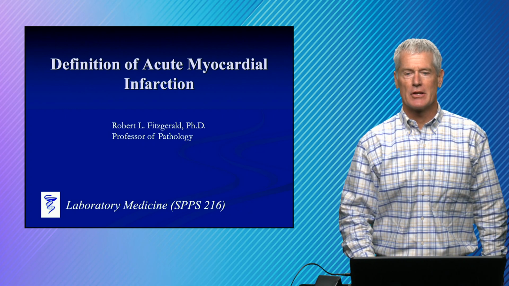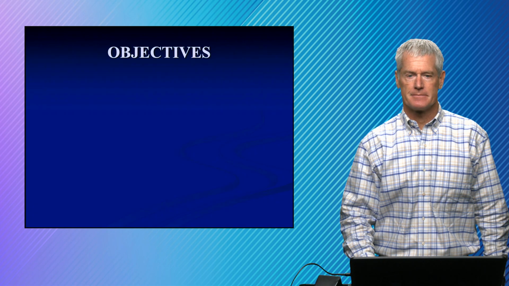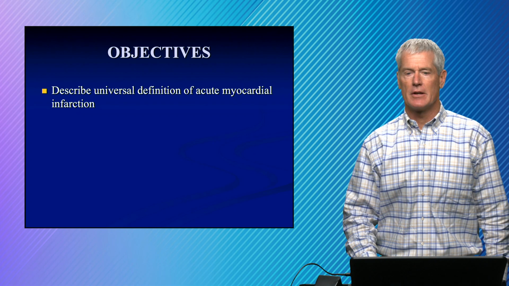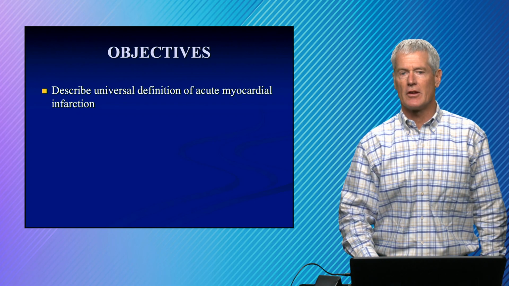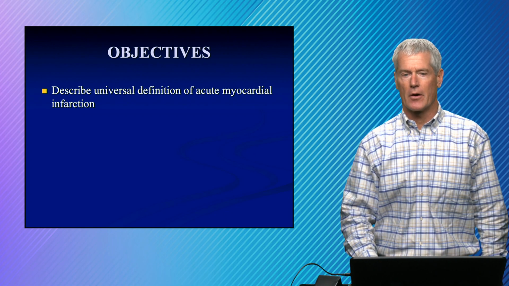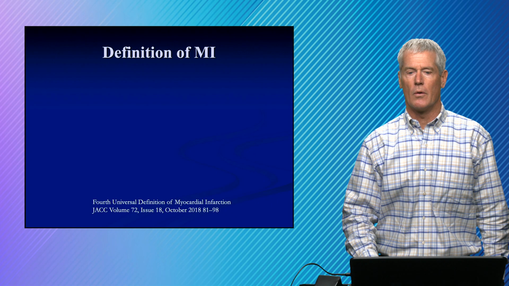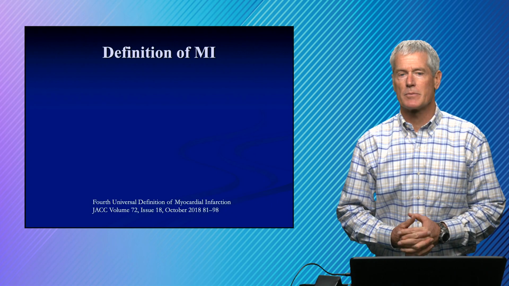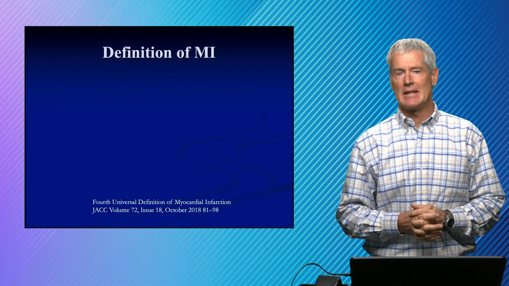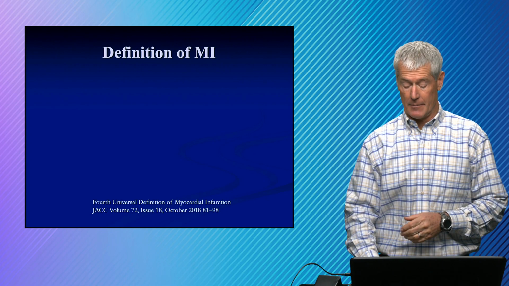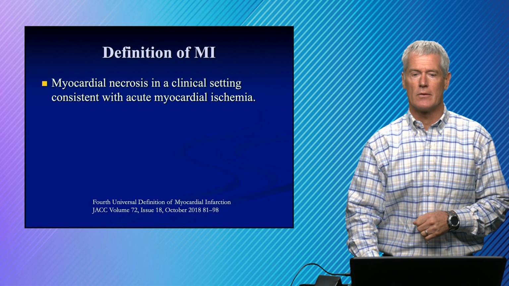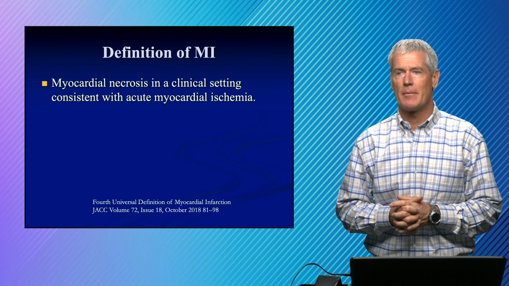We're going to be talking about the definition of acute myocardial infarction. So our objective is to describe the universal definition of an acute myocardial infarction, and this has evolved over years, and we are currently in the fourth universal definition of myocardial infarction. The reference below is a group of experts that have convened, and as I said, this is the fourth version. They have about 19 pages to define what an MI is. We're going to do it in about 10 slides, so we're going to try to hit the important points.